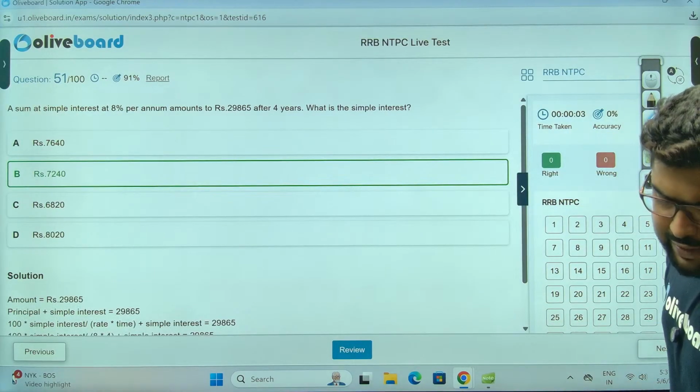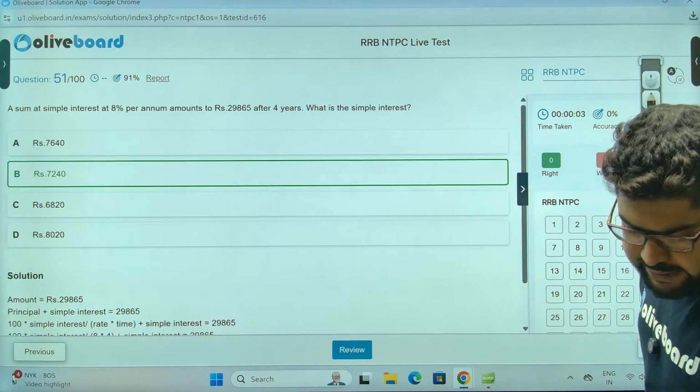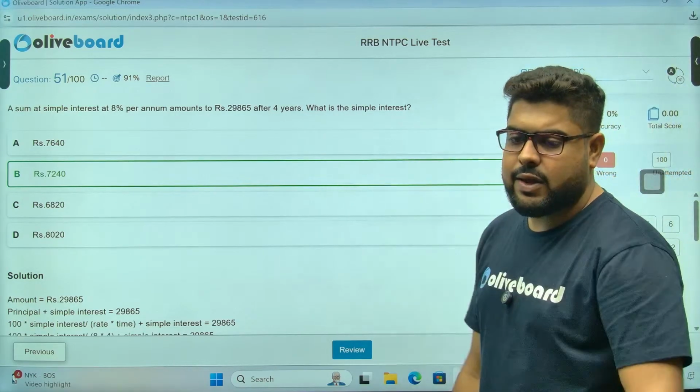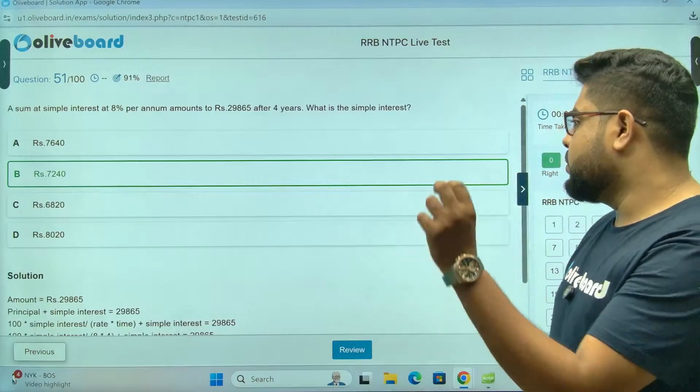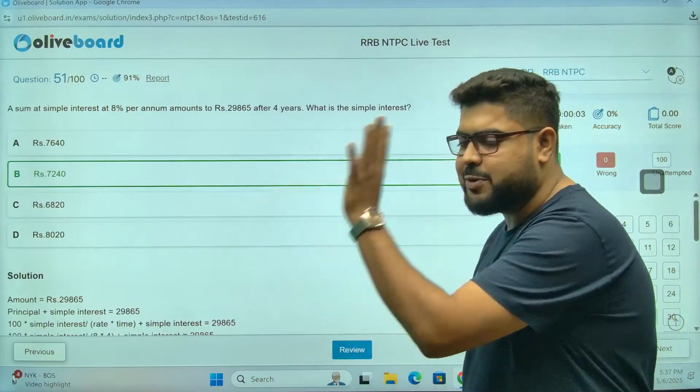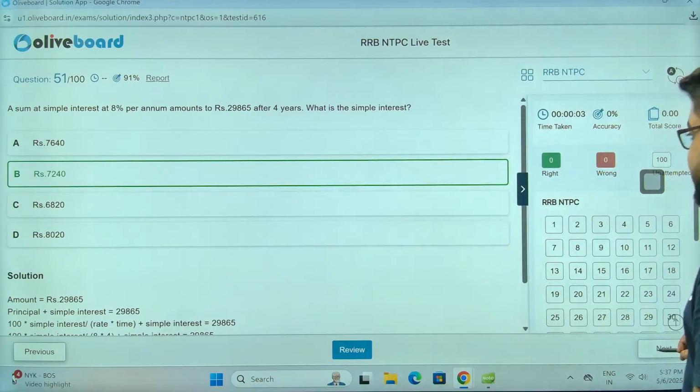You see, very, very simple. Again, I have told you guys all about these percentage calculations. Simple interest, the rule of the law is what? Use percentage. Use percentage.